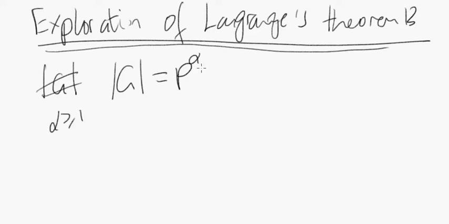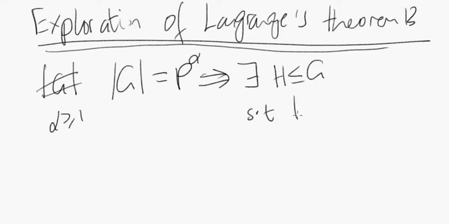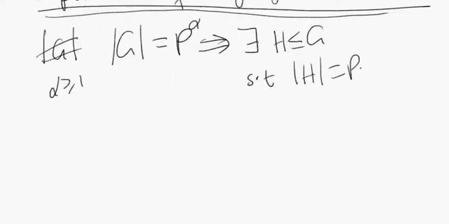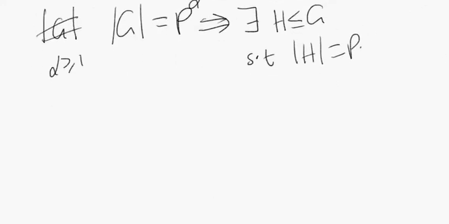So the question becomes, does this imply that there exists a subgroup H of G such that the order of H equals p? If the order of G equals p to the alpha, is there some subgroup of G that must have order p? That has been what has been bugging us for quite some time now.